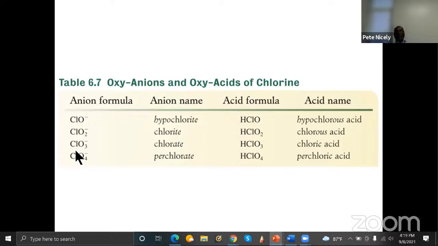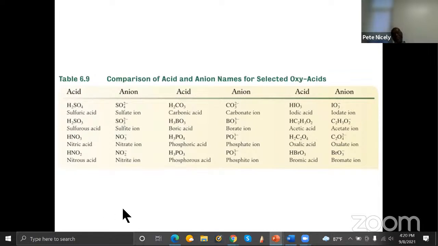And then we have the chlorate ion. The name of the corresponding acid is chloric acid. And then finally here we have the perchlorate ion. And the name of the corresponding acid will be perchloric acid. All right, so that's basically how that works. And this is just some other examples of oxyacids and their corresponding anions and their names. So I won't go through all this list here. I could just choose one or two.